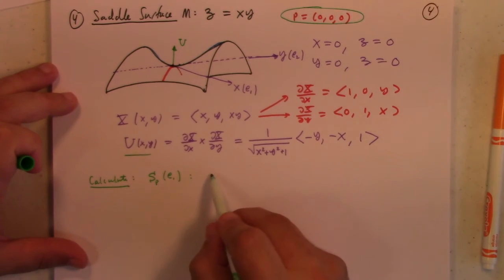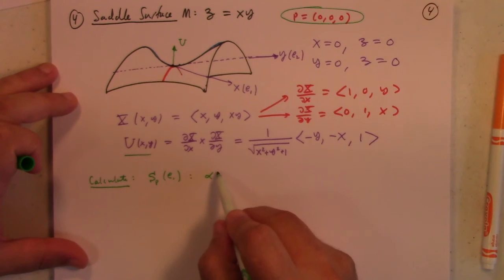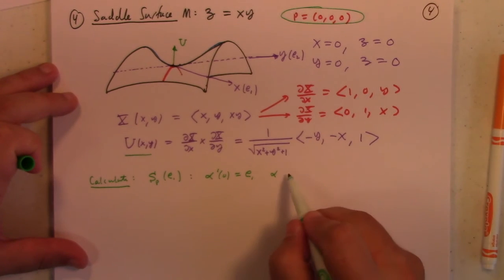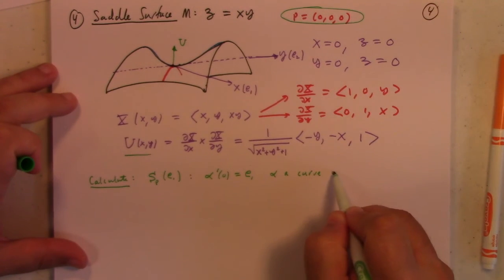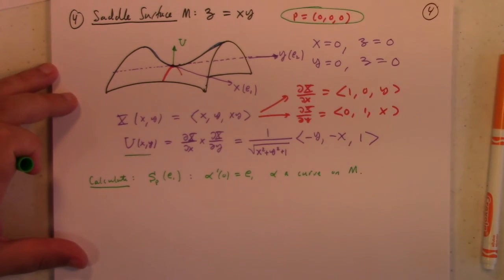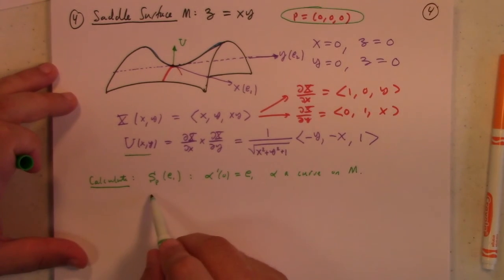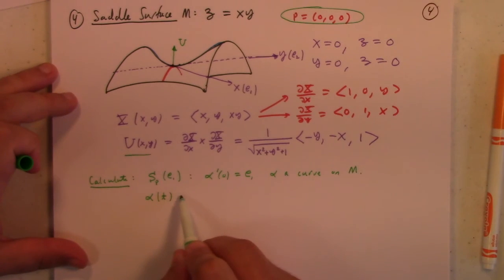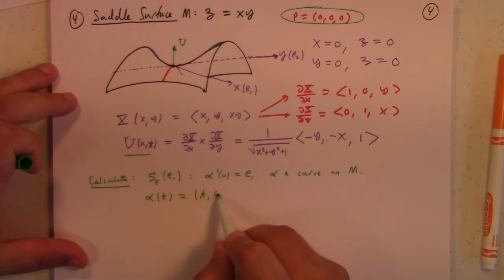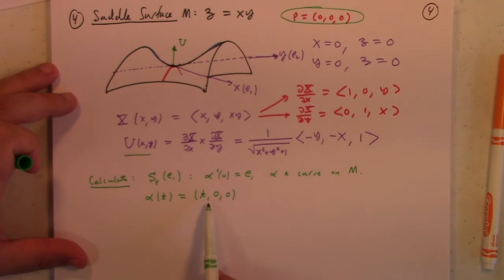So I need to find alpha such that alpha prime of 0 is equal to E1. And I also, of course, want alpha to be a curve on M. All right. Now, I think it's not too hard to do. Just think about it for a second. You can use alpha of t equal to what? Well, how about (t, 0, 0)? That seems like a good choice, right?